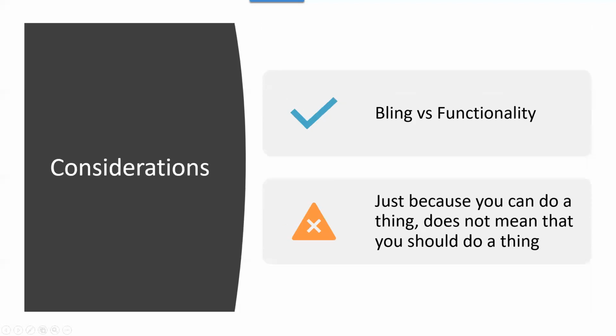Now, the opposite of what I just mentioned is a trap that a lot of people get into, and it's bling versus functionality. Just because you can do a thing does not mean that you should do a thing. I've said this for years. The first one that is kind of funny is the map control. So you turn on Bing Maps and it shows up on the contact and the account. How many people, show me your hands, actually use the map control?